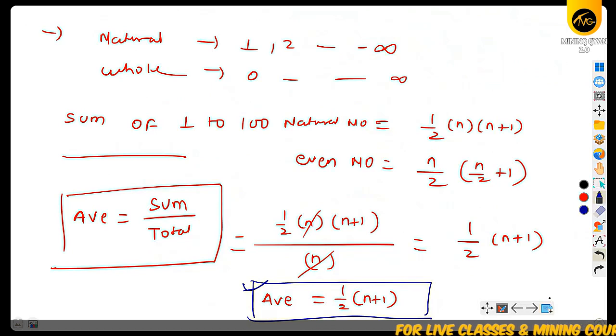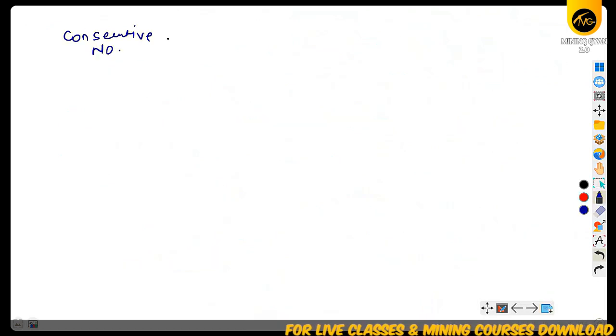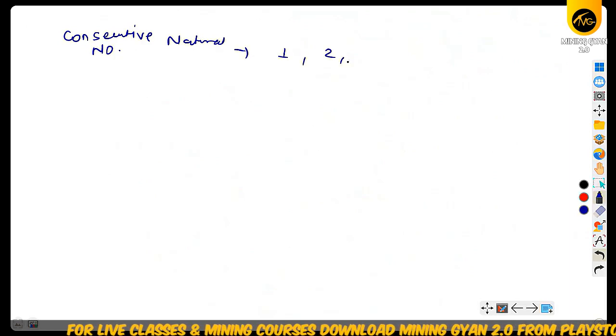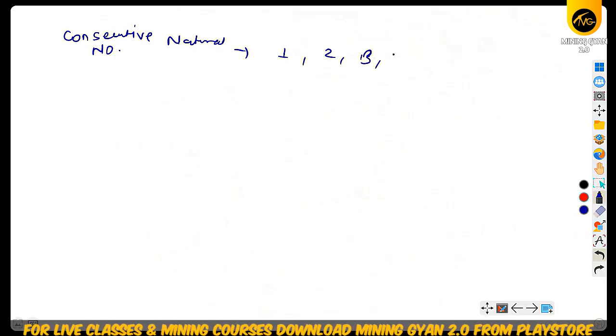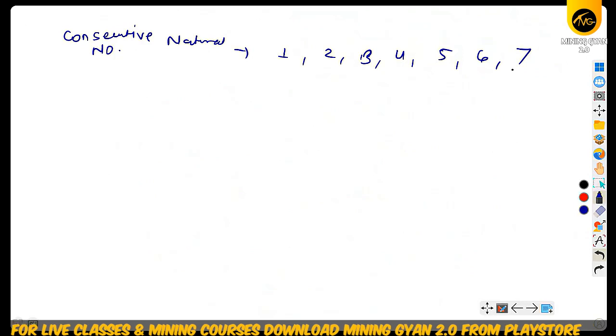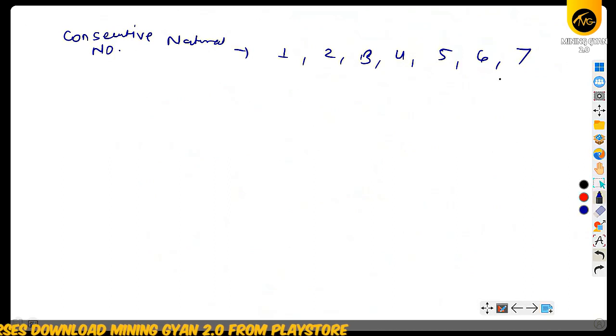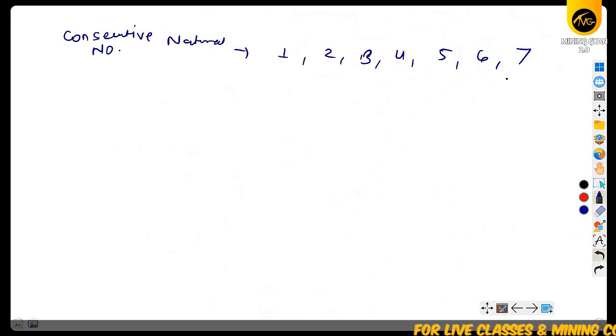So suppose we have consecutive natural numbers, correct? Consecutive natural numbers like 1, 2, 3, 4, 5, 6 and 7. Now what will be the average of this number series? This is the consecutive natural numbers, that is 1 to 7. So what is the process? Basically we have to sum all these numbers and divide by 7 and you will get the answer, correct?